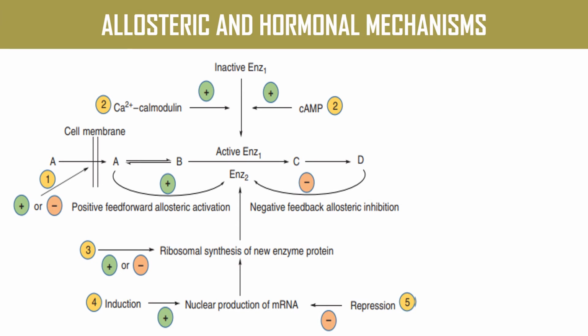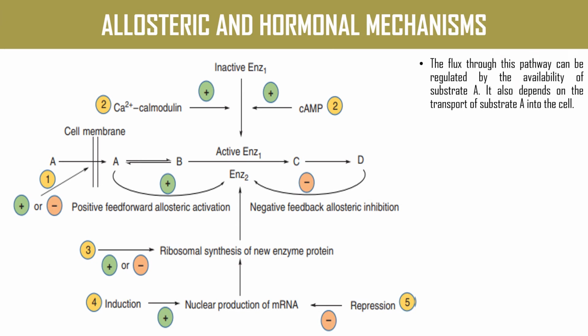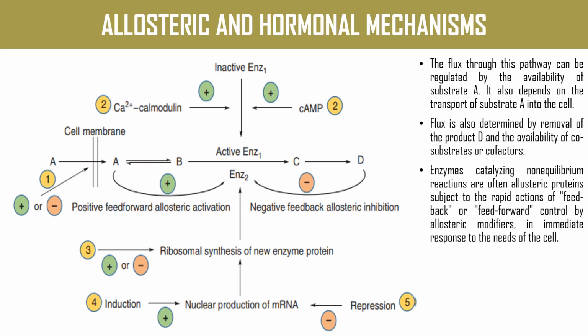Allosteric and hormonal mechanisms. The flux through this pathway can be regulated by the availability of substrate A. It also depends on the transport of substrate A into the cell. Flux is also determined by the removal of the product D and availability of co-substrates or cofactors.